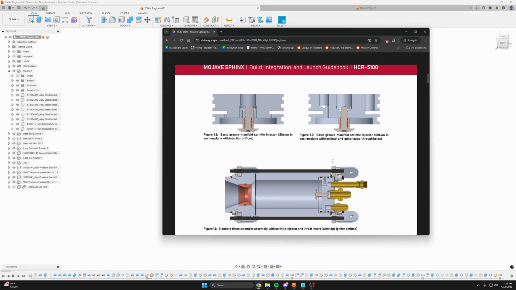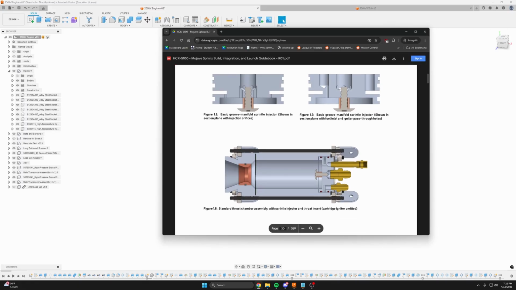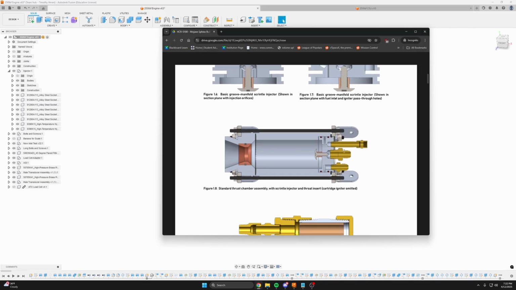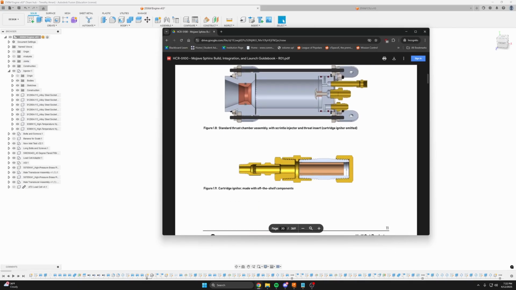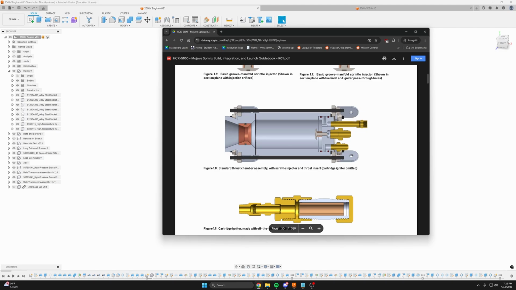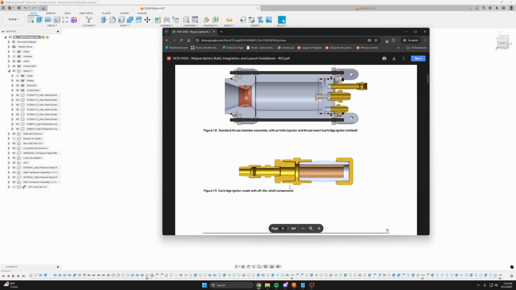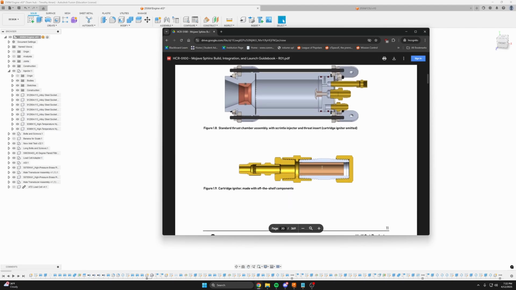It seems to be more beneficial to plumb it in from the injector face, from the top of the engine, rather than stick it up the throat, although you can do that as well with some kind of pyrotechnic igniter. But this seems to work better, to use a solid cartridge through the injector into the chamber. This is just some kind of Estes solid rocket motor, a very small one, and some fittings.